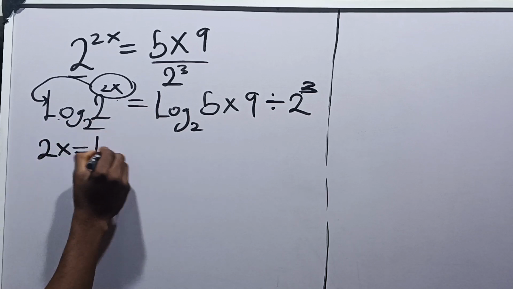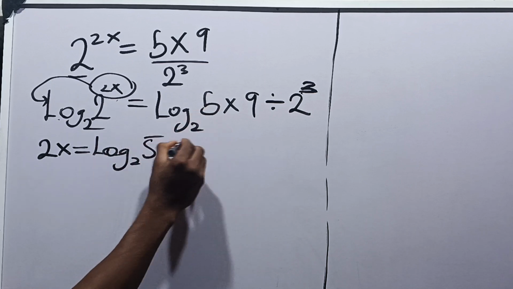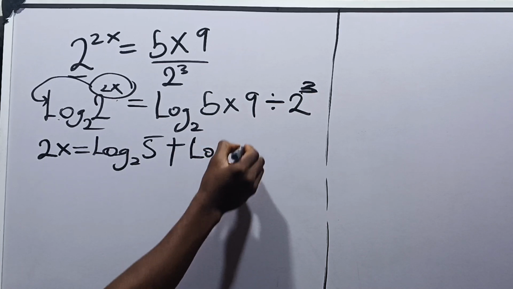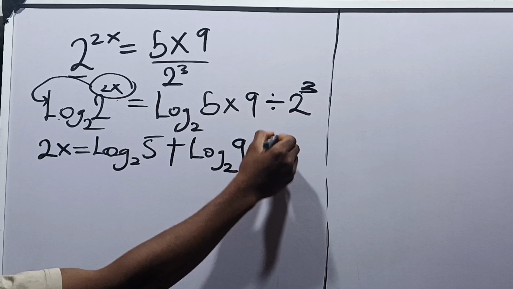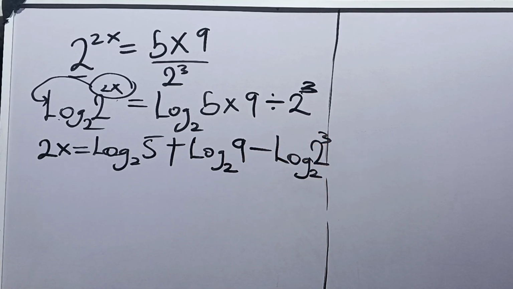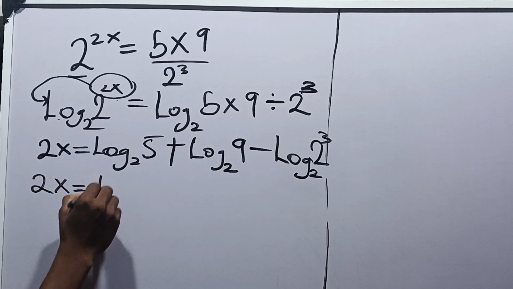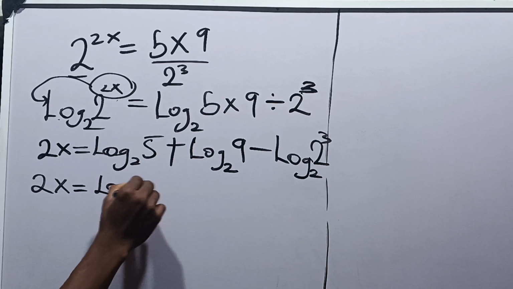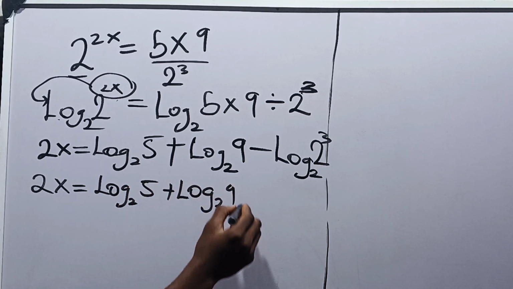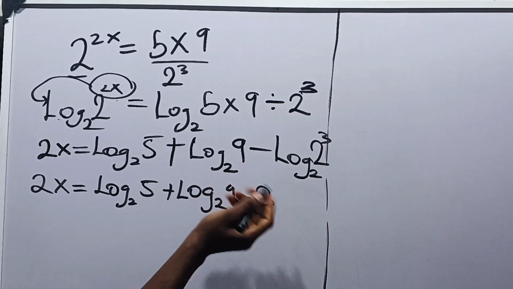Now this is log in base 2 of, first number is 5. The next is times, and times becomes plus in logarithm. So we have logarithm in base 2 of 9. Divide is minus, so we have logarithm in base 2 of 2 to the power of 3. Now, 2x here becomes equal to logarithm in base 2 of 5 plus logarithm in base 2 of 9, minus 3 multiplied by logarithm in base 2 of 2, which is 1.